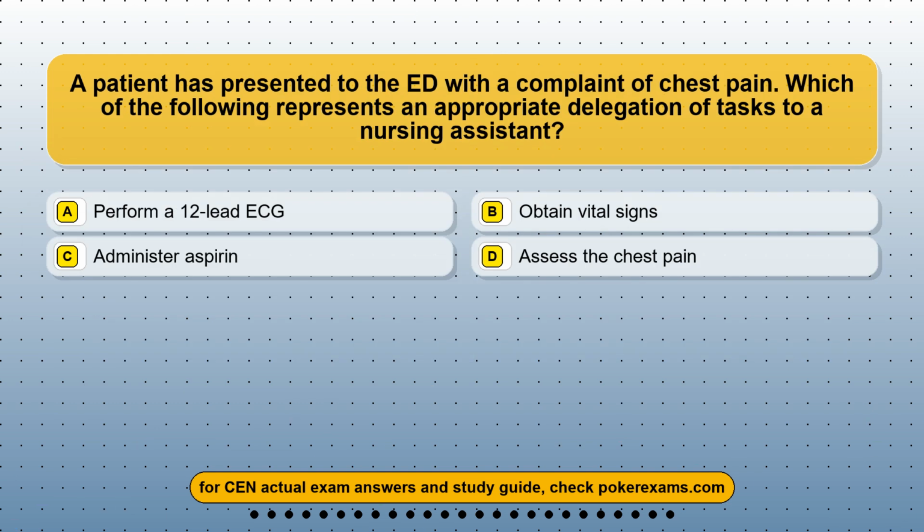Question 18. A patient has presented to the ED with a complaint of chest pain. Which of the following represents an appropriate delegation of tasks to a nursing assistant? Option A, perform a 12-lead ECG. Option B, obtain vital signs. Option C, administer aspirin. Option D, assess the chest pain.